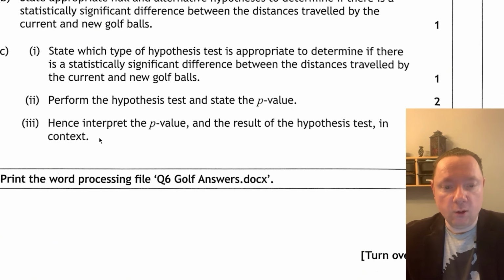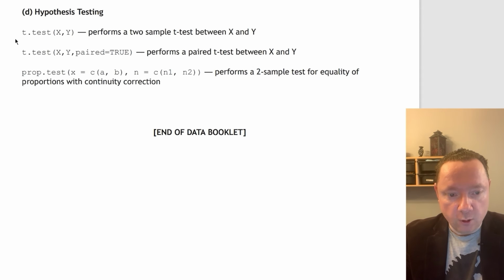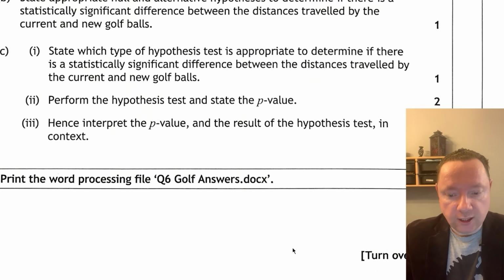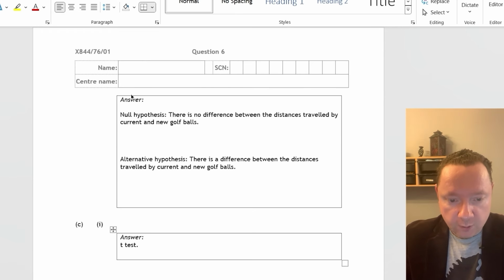Part C. State what type of hypothesis test is appropriate to determine if there's a statistically significant difference between distances travelled by current and new golf balls. This can help you if you want. It's a t-test. It performs a two-sample t-test between two separate sets of data. It's not paired. It's just a normal t-test because they're independent of each other. So it is just a t-test. So we just type in t-test. And I've put my null and alternative hypothesis in the correct place.